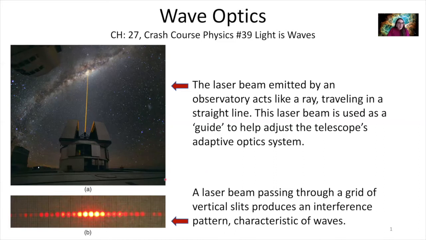Down here is an example of a laser beam that's passing through a grid of vertical slits to produce an interference pattern, which is characteristic of waves. So we have light interfering constructively to create these bright points, and waves interacting destructively to create these dark points in between the bright points. And so we're going to play around a little bit with this in lab for the next few weeks as well.